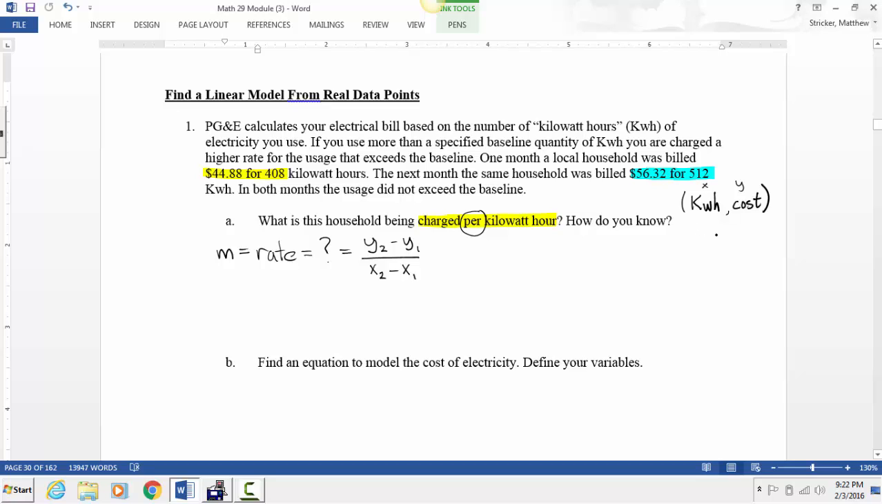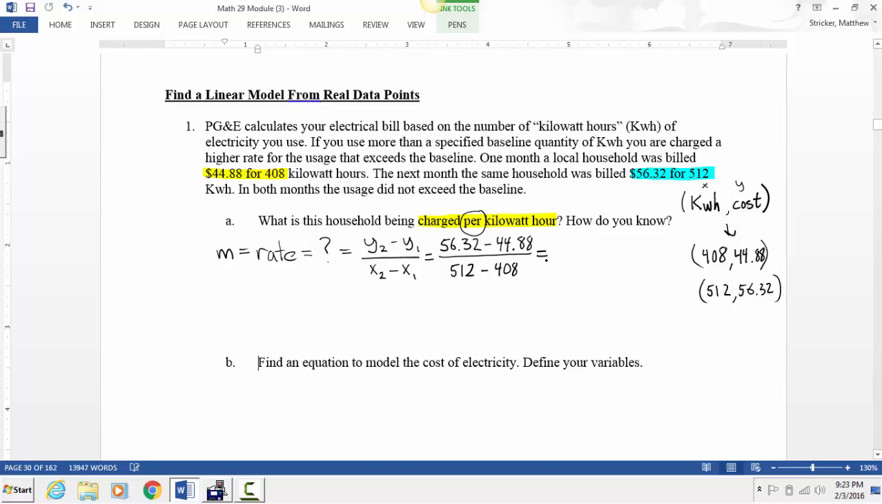If we take those 2 scenarios, that's really 2 separate points. The first month, when we had 408, the charge was 44.88. And then the second point was when we used 512, the charge was 56.32. Now we can use those points with our slope formula. If we subtract the y's, we have 56.32 minus 44.88. And then on the bottom, we have 512 minus 408.